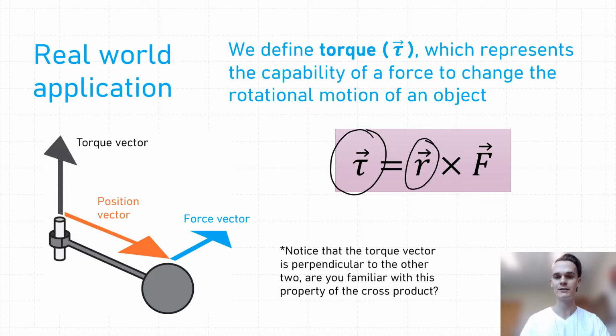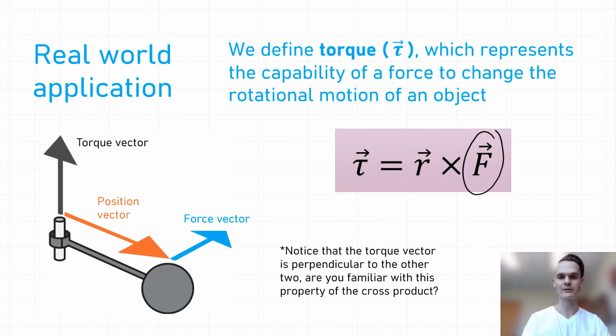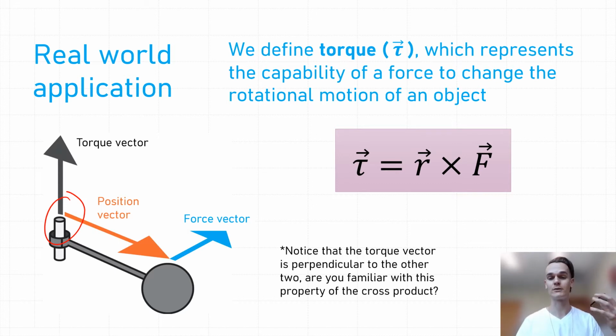So up here in the purple box, we define the vector torque as being equal to the cross product between the position vector and the applied force vector. So let's take a look at both of those vectors. The position vector is going to have its tail at the axis of rotation. Remember, a torque is when a force is applied to an object in such a way that may cause rotation. So the position vector has its tail at the axis of rotation, and it has its tip where the force vector is applied on the object.